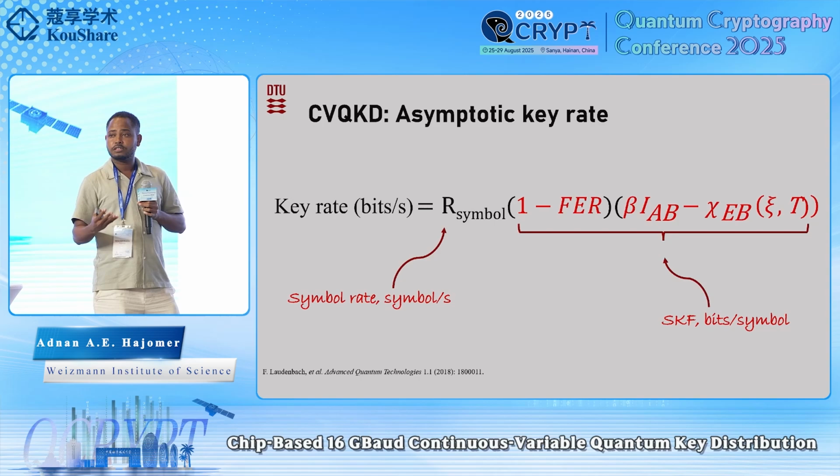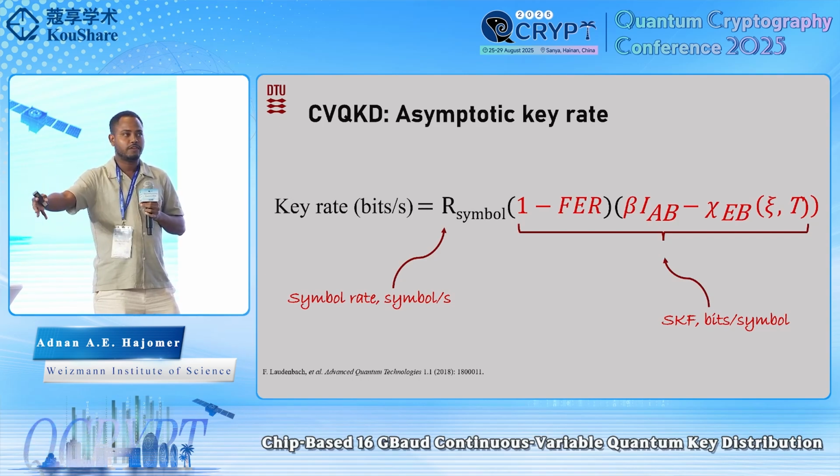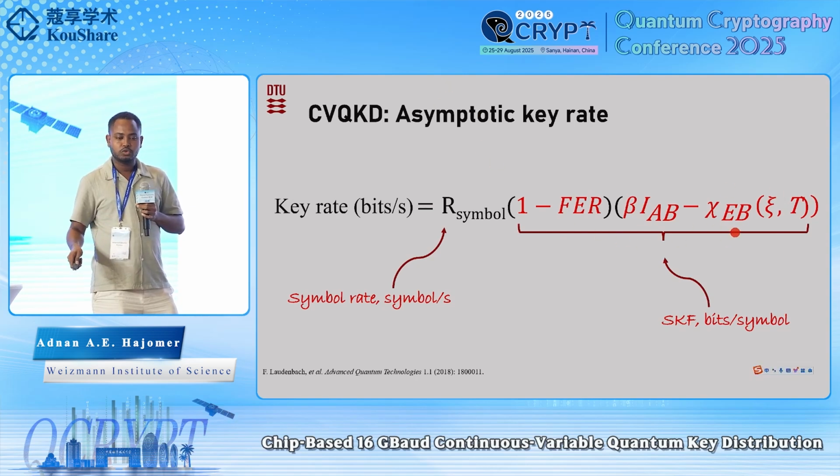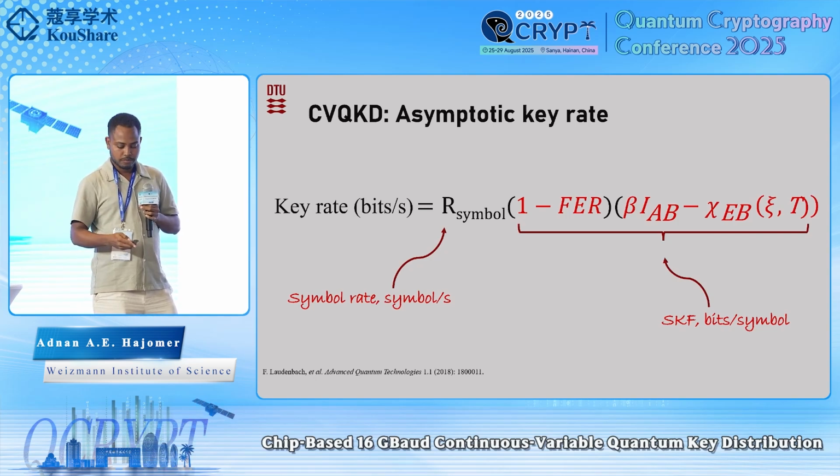Then in order to increase the throughput or the speed of the system, you have two knobs here. The first knob is to improve the secret key fraction, which is quite involved, because in this case you need either to reduce the excess noise in your system or improve the information reconciliation efficiency beta. The other approach is by cranking up the symbol rate or repetition rate of the system, which is one of the main advantages of CVQKD since it uses classical telecom components.